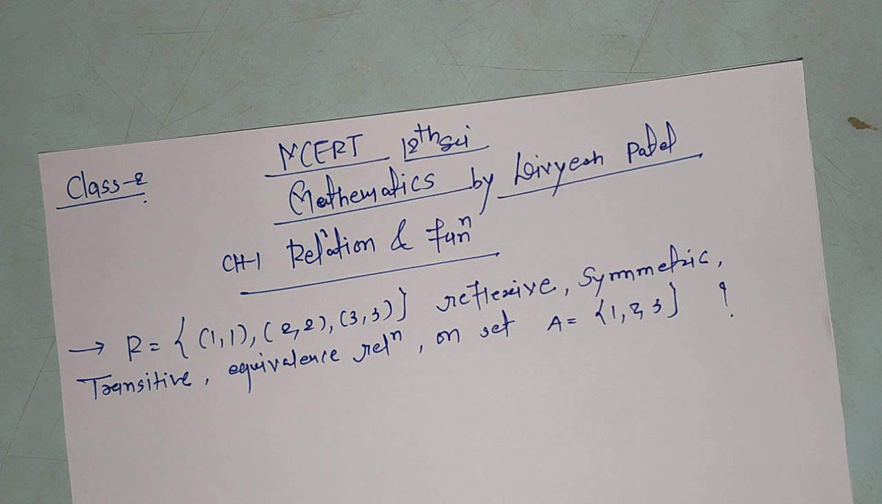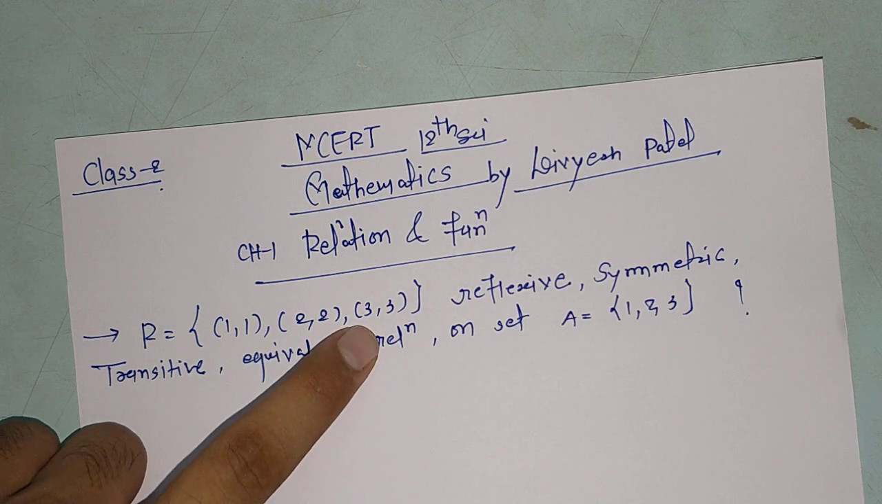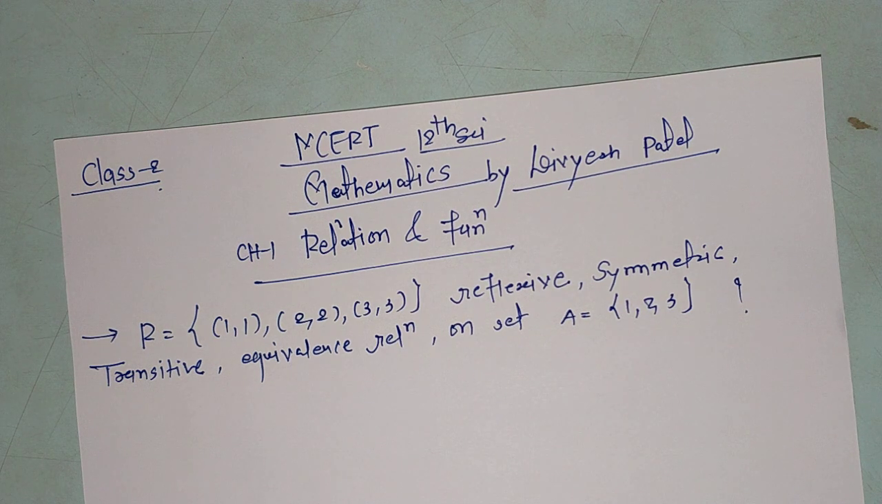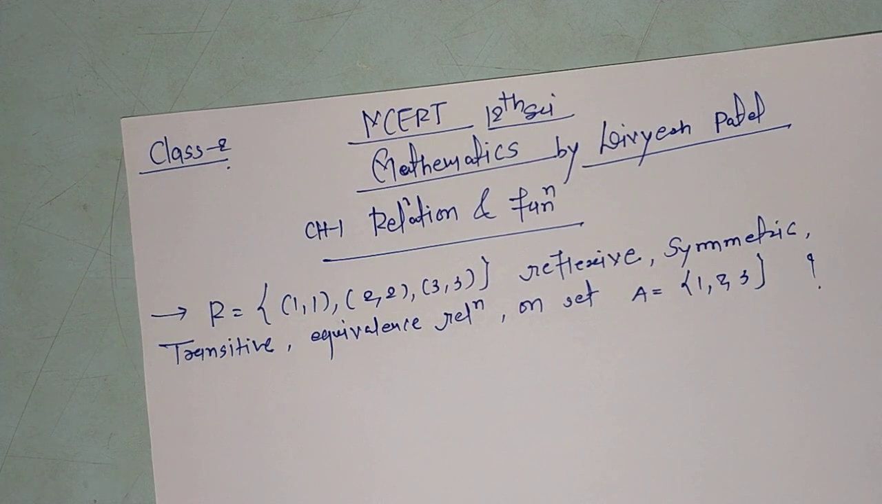We have started chapter number 1 of standard 12 mathematics, relation and function. In the last class I gave you one question to solve. The question is: relation {(1,1),(2,2),(3,3)} is reflexive, symmetric, transitive, an equivalence relation on this set. That is the home task I gave you in the previous class. So let's solve it in this class and go further.